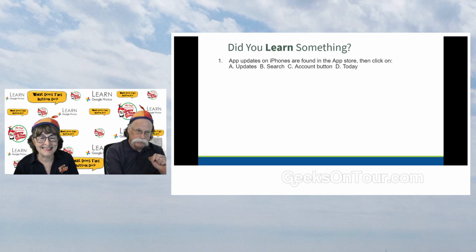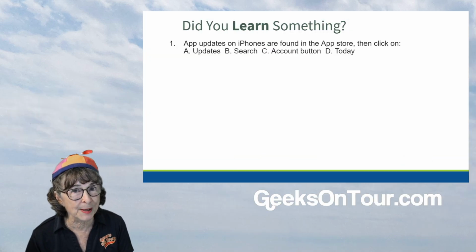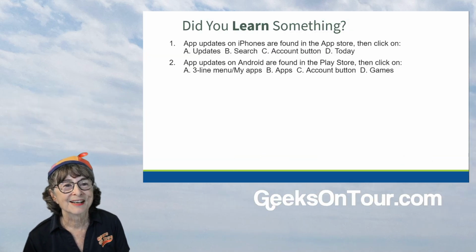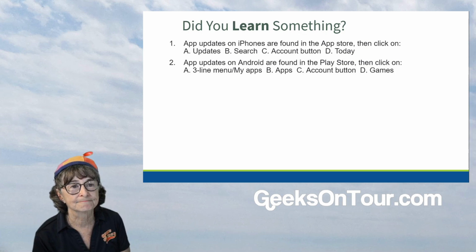Account button, C, and that's important because there used to be a button called Updates, and it's not there anymore. So Account button and Updates are under there. Okay. App updates on Android are found in the Play Store.